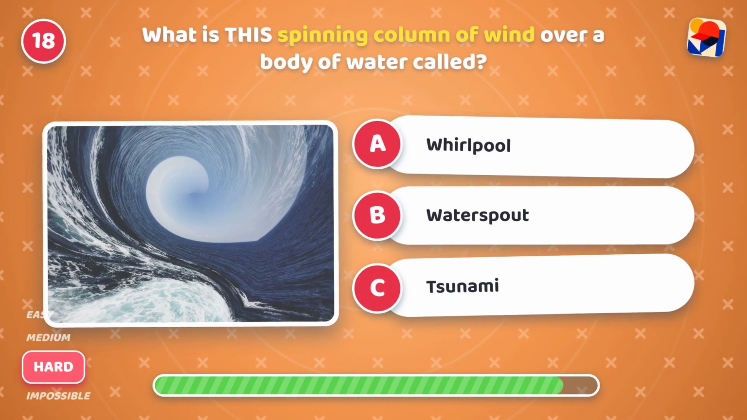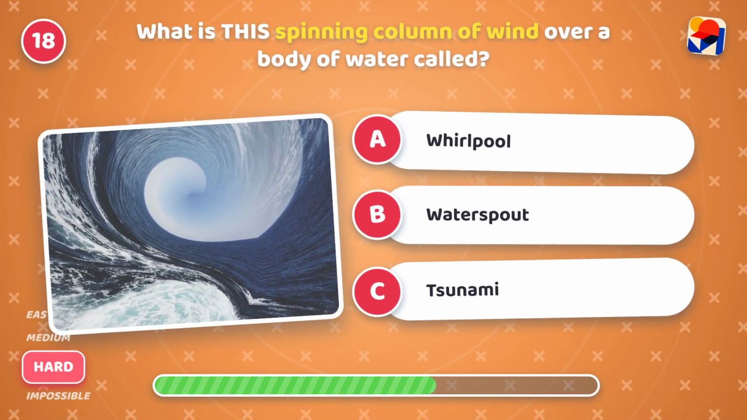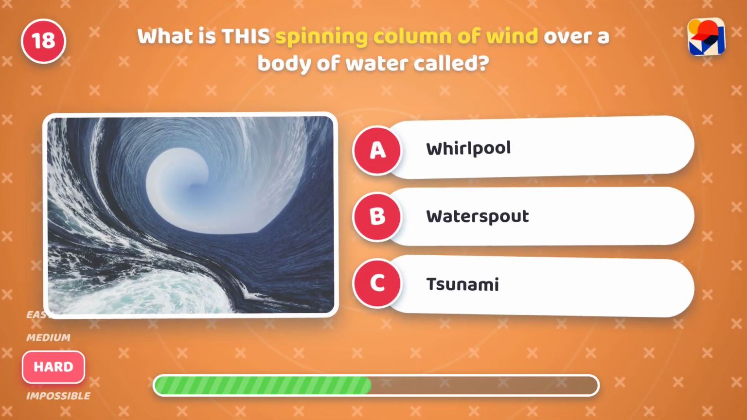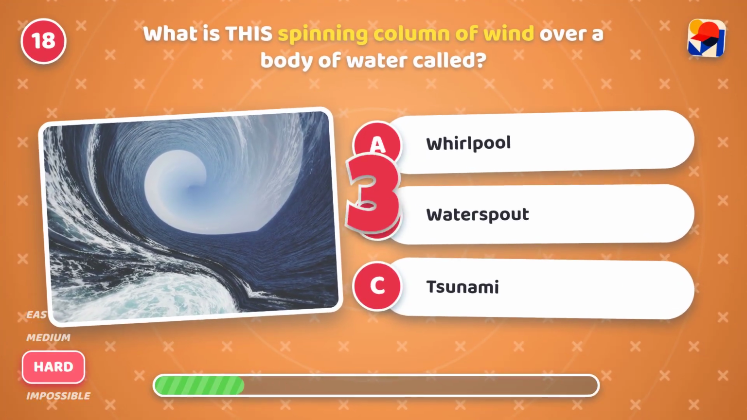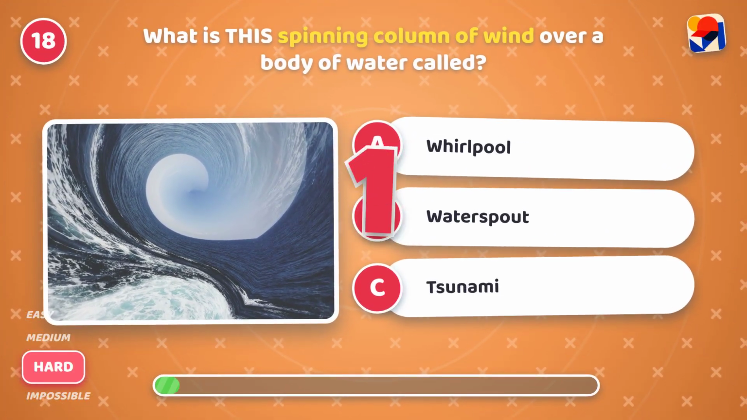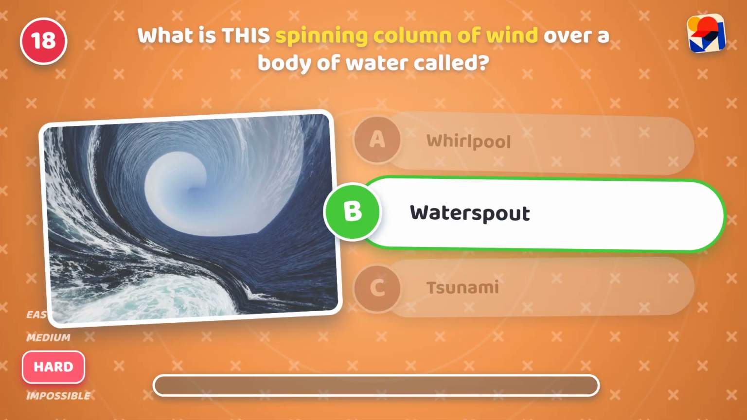What is this spinning column of wind over a body of water called? Is it A, whirlpool, B, waterspout, or C, tsunami? It's B, waterspout. It forms over a body of water.